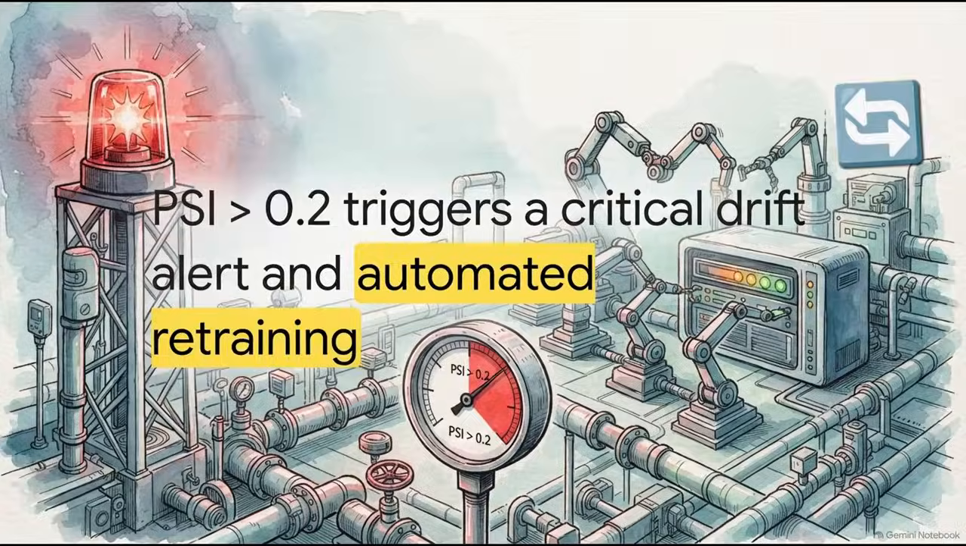To actually catch these silent killers, you need actionable SRE workflows. For example, let's look at relying on the Population Stability Index, or PSI. If your PSI creeps above 0.2, well, that shouldn't just be a red line on some passive dashboard nobody looks at. It needs to trigger a critical drift alert and instantly kick off an automatic retraining pipeline. That is how you translate a complex mathematical concept into a fully automated operational safety net.